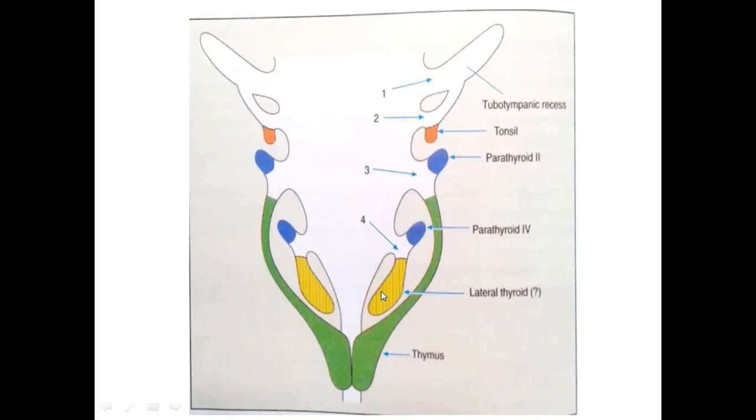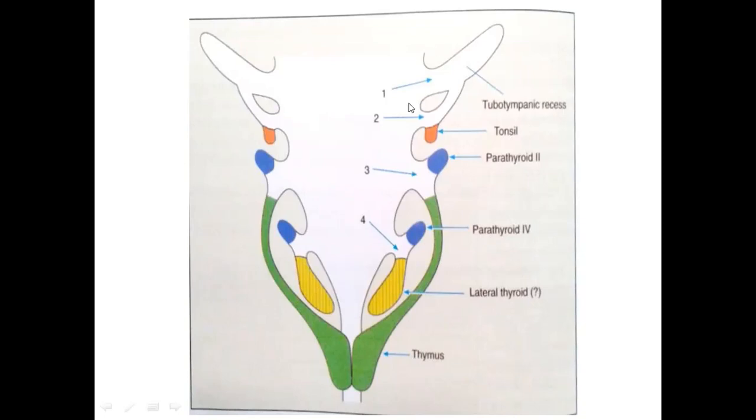And this is the lateral thyroid, as we say, from the fourth endodermal pouch. So the dorsal aspect is involved in the formation of the thyroid, which is called the lateral thyroid, because the main thyroid gland is derived from the thyroglossal duct. So only the lateral aspect of that is derived from this. That's why it is called the lateral thyroid from this fourth endodermal pouch.